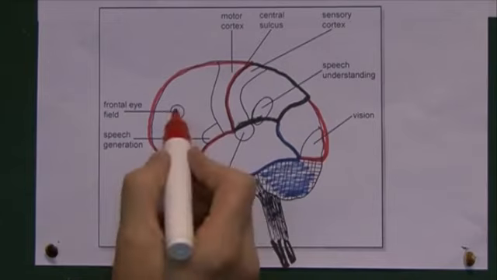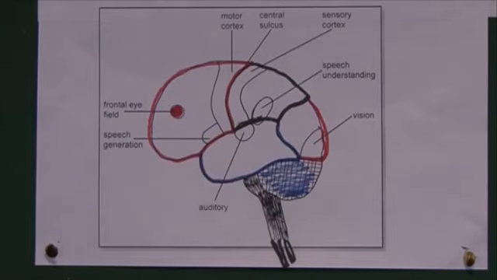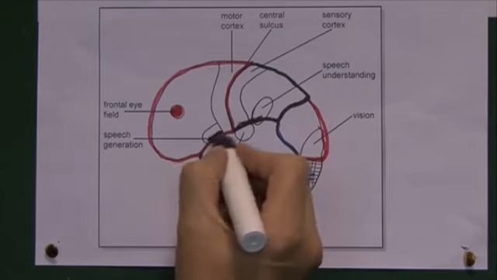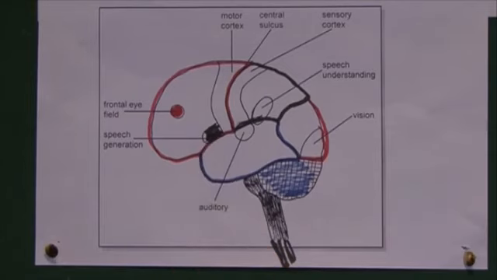So here we have the area of the frontal eye fields, controlling eye movement. Here we have the area of speech generation. Now this area of speech generation here is also referred to as Broca's area. And it's in the left cerebral hemisphere in most people, in about 90% of the population. It's on the left side.